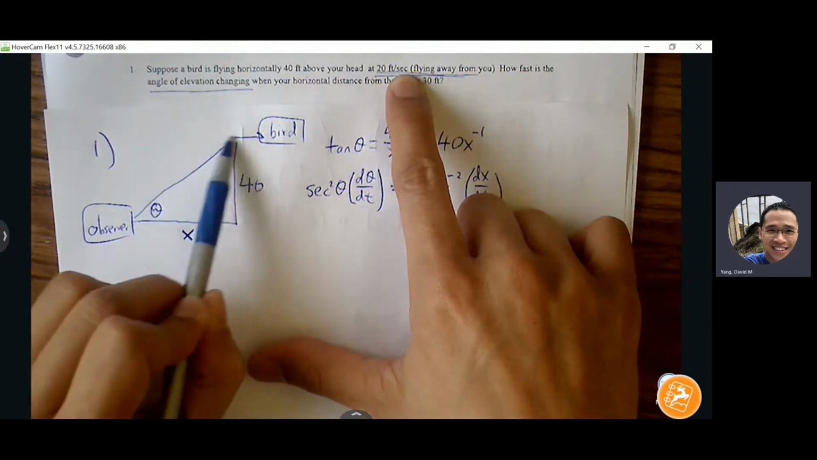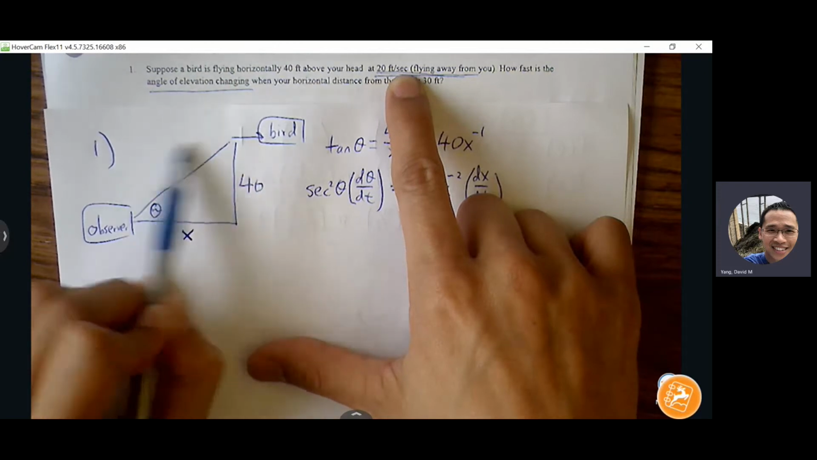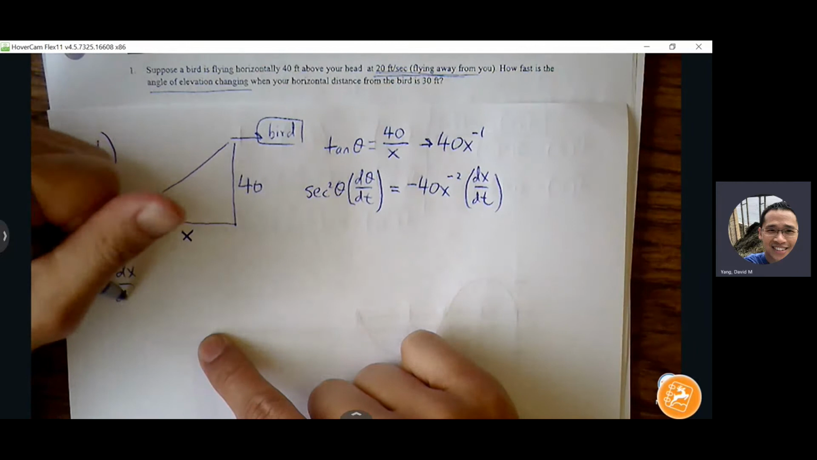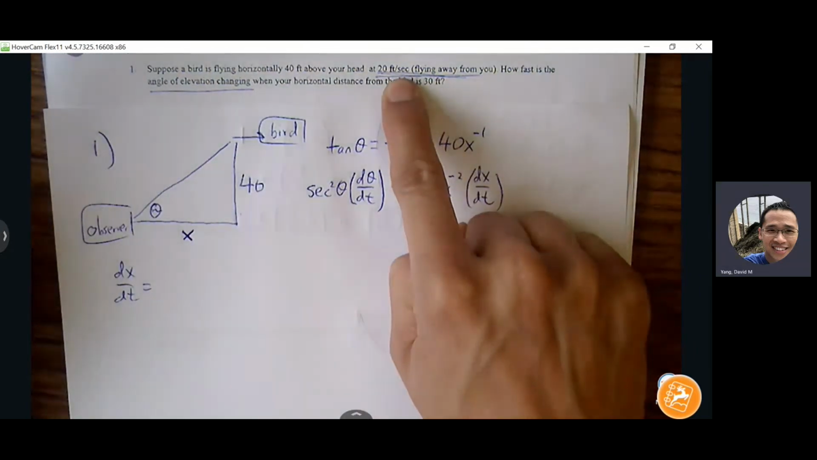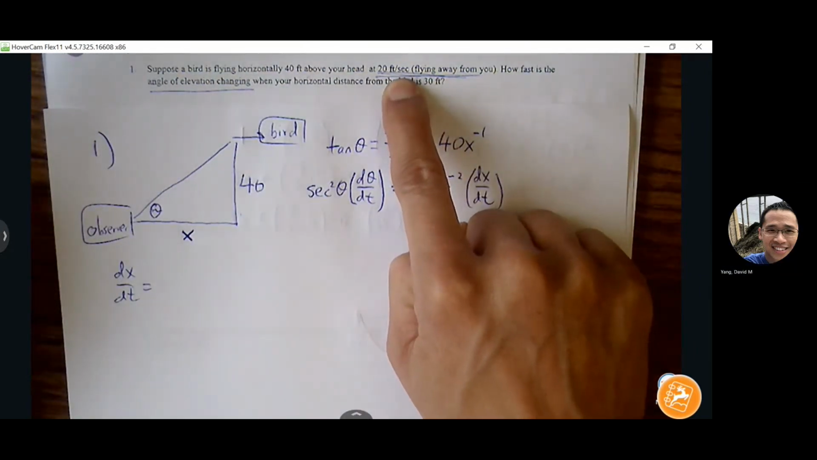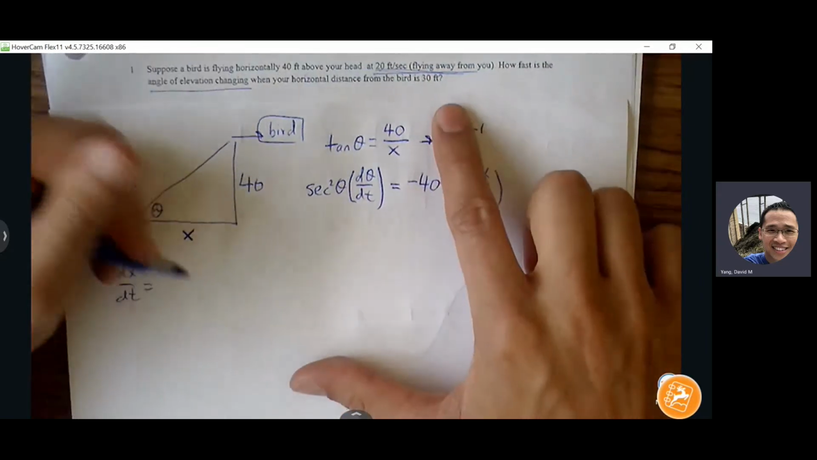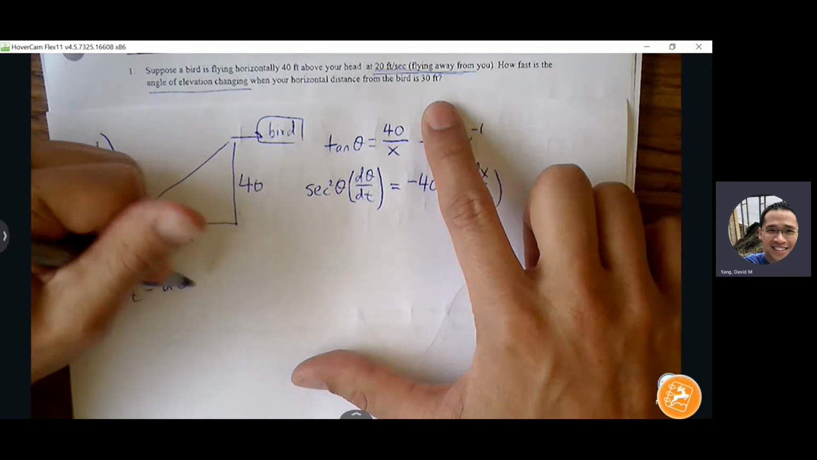So imagine there's another x up here, right? It's going to be the same thing, horizontal distance away from the observer. So dx dt, positive or negative 20? Positive, because x is increasing, right? The distance between you and the bird is increasing. So positive 20.